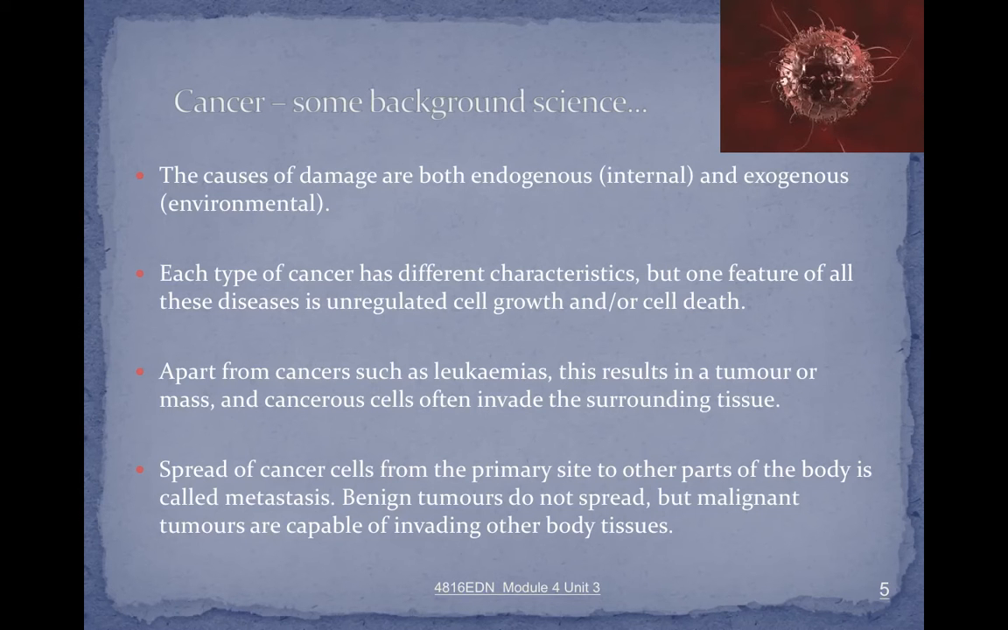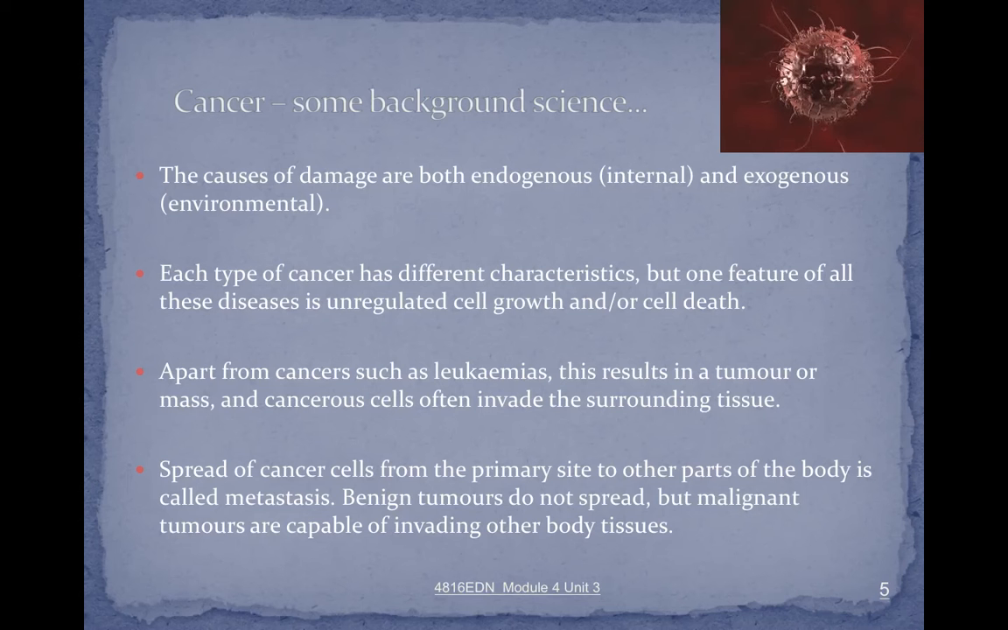So the causes of damage to the cells are both endogenous, so internal, and exogenous, which are environmental. You can think of things like skin cancer as exogenous. Well, it can also be endogenous, but a lot of the time many types of skin cancer have been linked to excess sun exposure. Each type of cancer has different characteristics, but one feature of all of these diseases is unregulated cell growth and/or cell death. So somewhere in the process, something's happening which is not regulated. It's not the normal growth pattern.